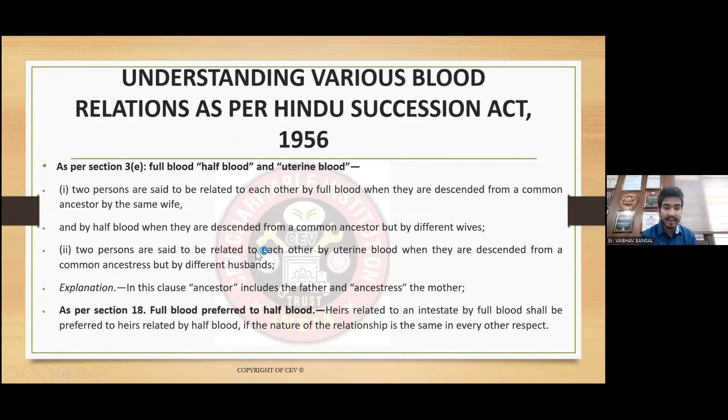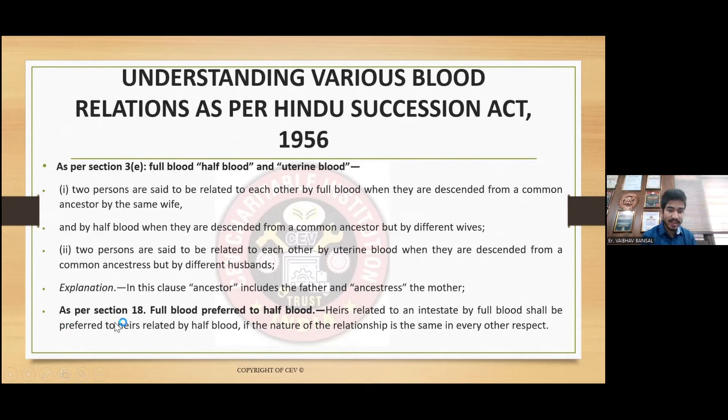So here in uterine blood, fathers are different. Here in half blood, mothers are different. And in full blood, both are same, mother and father both are same. So explanation, in this clause, ancestor includes father and ancestress includes mother.